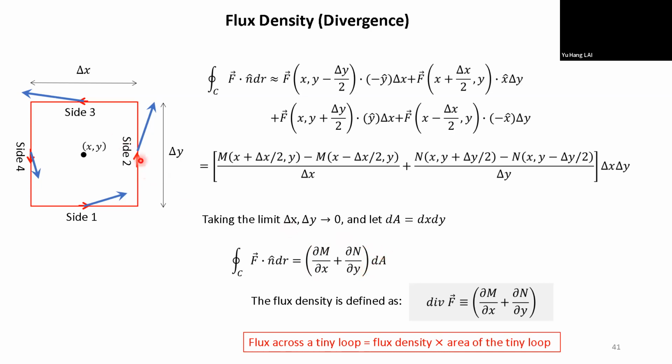Again, this dA is just dx times dy. And the sum of these two partial derivatives is defined as the divergence of F, also known as the flux density. That means if I'm going to find the flux across a tiny, infinitesimally small loop, then instead of a line integral, it can be written as the flux density times the area of the loop.